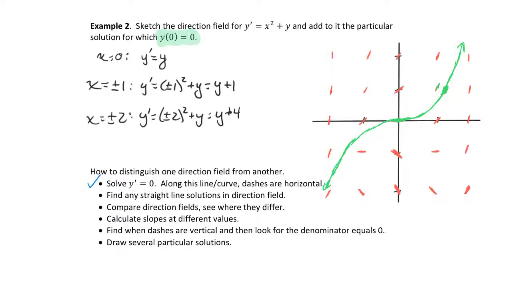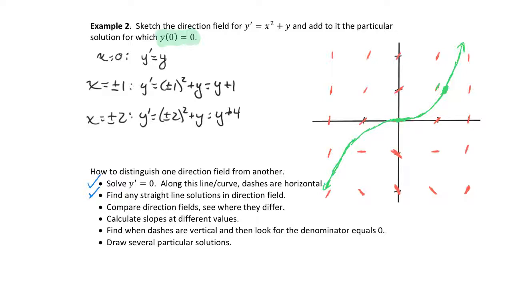So let's suppose that I get an equation x equals y squared. Along the curve x equals y squared, I would have horizontal dashes. Find any straight line solutions in the direction field, like we did before. So draw a curve that is a straight line that would be a particular solution, and then see if you can trace your way back from there.